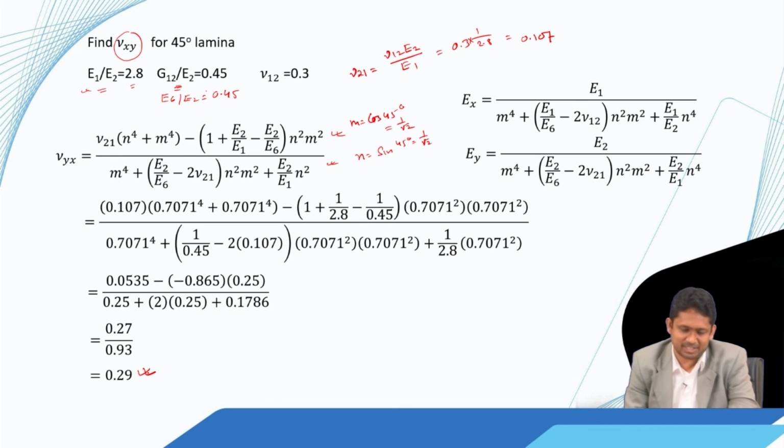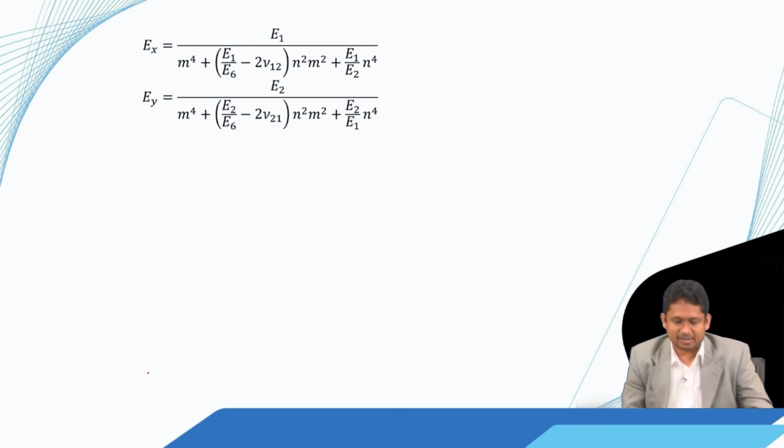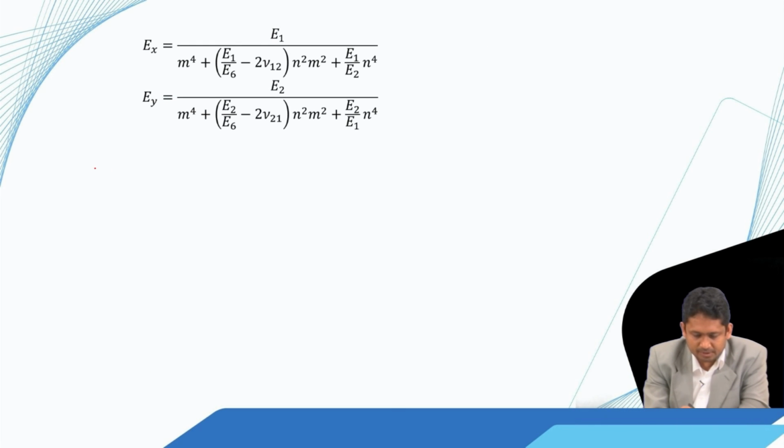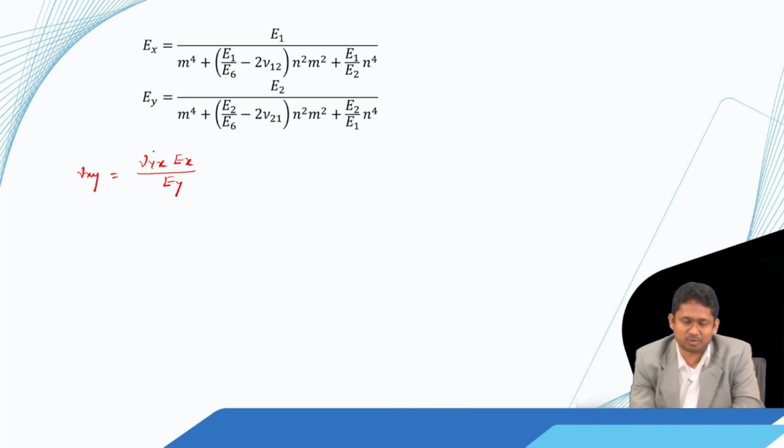Now, using this nu y x, if we want to find nu x y, we can use their relation, and that relation is nu x y is equal to nu y x multiplied by E x divided by E y. Nu y x we already know, we just found it, and we need to know the ratio E x by E y.